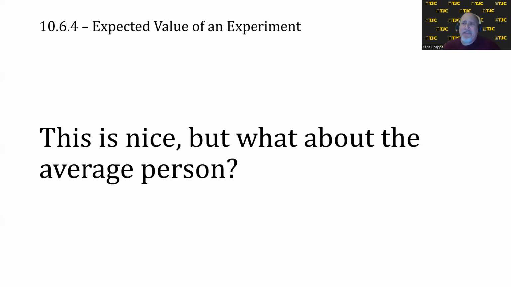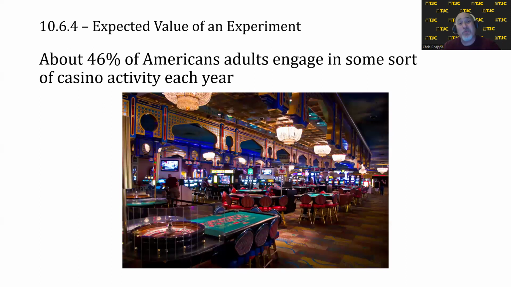Now, this is nice, but what about the average person? Well, about 46% of American adults engage in some sort of casino activity each year. Whether it's a table game like roulette, like you see in the forefront here, or some of these games back here. This appears to be a blackjack game. This looks like it might be a Mississippi stud game or a 3-card poker game. And of course, you've got all your slot machines back there. So here's another roulette table. Somewhere off in the distance, there's probably a craps table and a lot of other games.